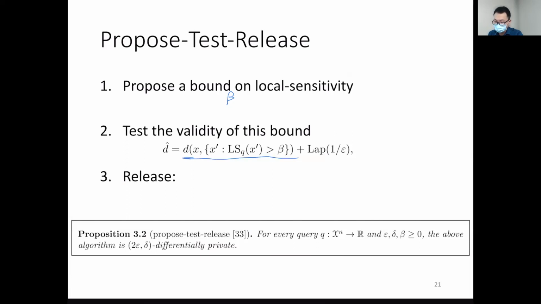Okay, so we add Laplace noise to this distance to not-so-locally-insensitive datasets x prime, and then we will discuss two cases and return Q(x) plus the Laplace noise, where we calibrate the Laplace noise according to this proposed upper bound of the local sensitivity, if d prime is larger than 1 over delta over epsilon, else return.